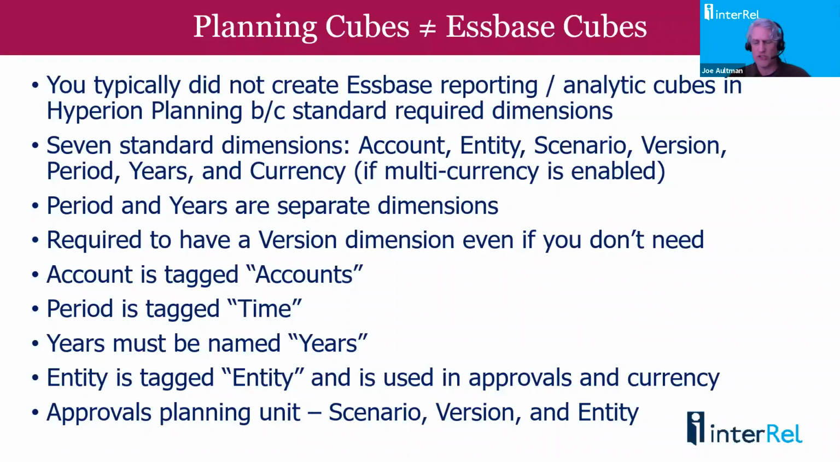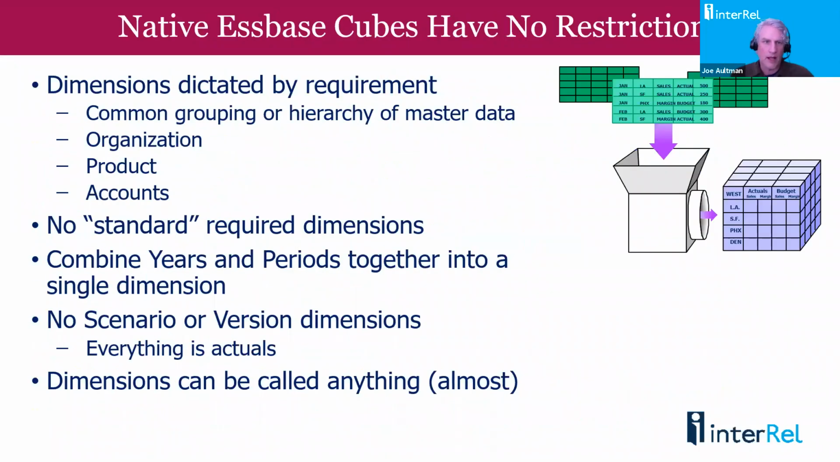A lot of cubes don't really have an entity dimension. And then the way that you want to deal with approvals, it's the intersection of 3 different dimensions. You had to have those fully built out and modeled if you want to take advantage of approvals in any way. Now, on the Essbase side, on the other hand, you get complete control over that.